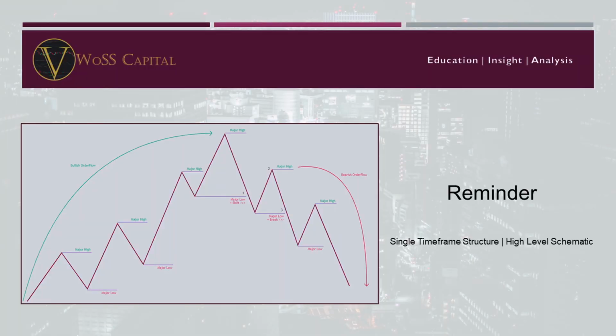So first up, let's have a quick reminder of single time frame market structure. This is the same schematic we've used through the entire series so far, and it just depicts the major highs and major lows within each time scale. The point here is that this fractal or this structure will exist within each time frame that you look at, and identifying the major highs and major lows within that time frame is just something that takes a little bit of practice and a little bit of time.